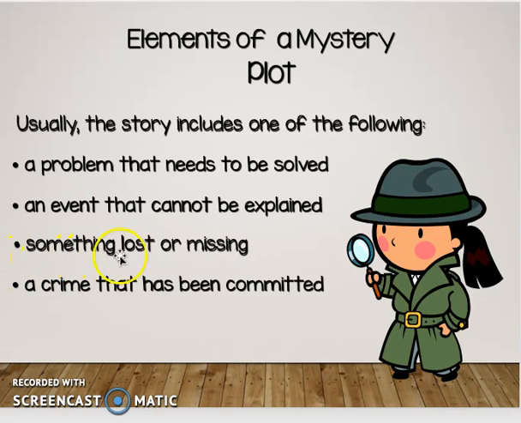Or something is lost or went missing. That could be something that happened in your story. Or someone can commit a crime and people are trying to figure out who committed that crime and why. So that can be all the different types of events or your plot in your story.